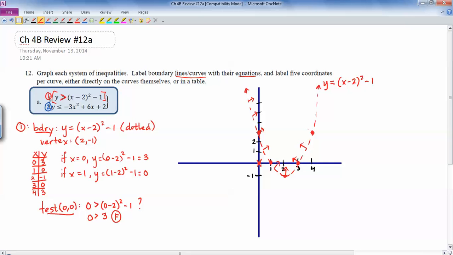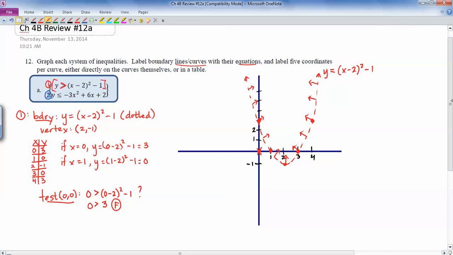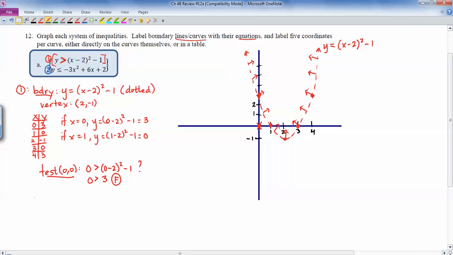So I'm just drawing the arrows now because it's a system, so I'm going to have to draw another one and then double shade one part. Okay, so let's look at inequality number 2. The boundary for that one is going to be y equals negative 3x squared plus 6x plus 2.